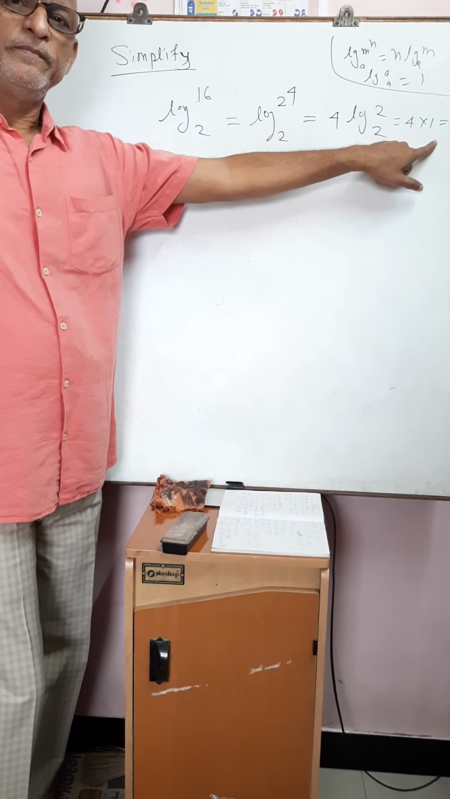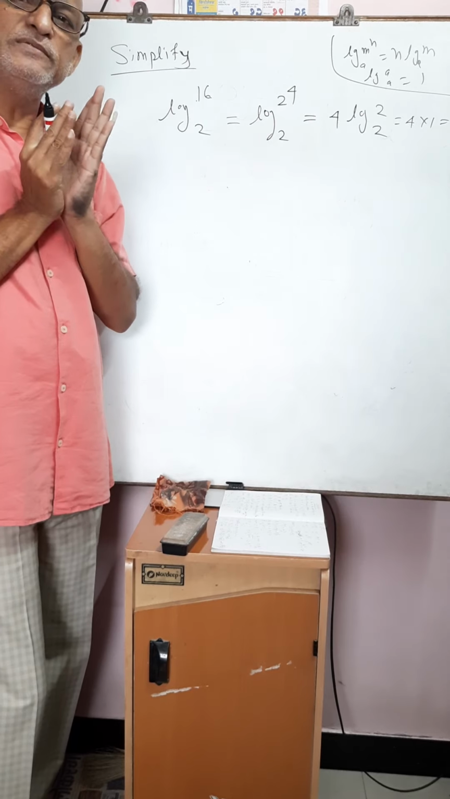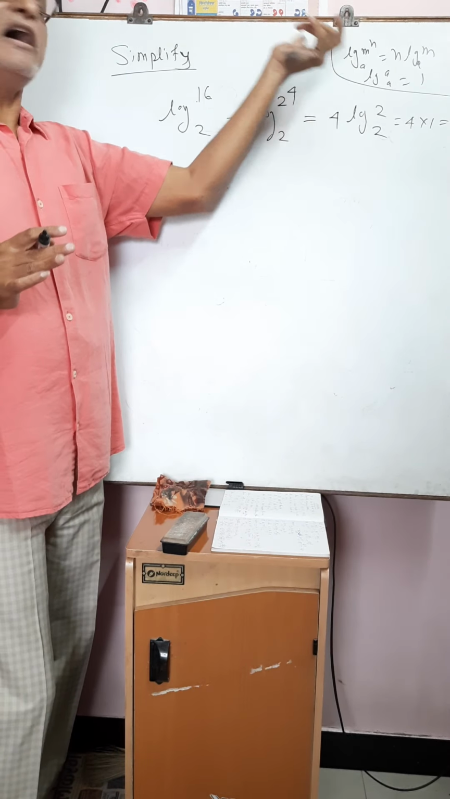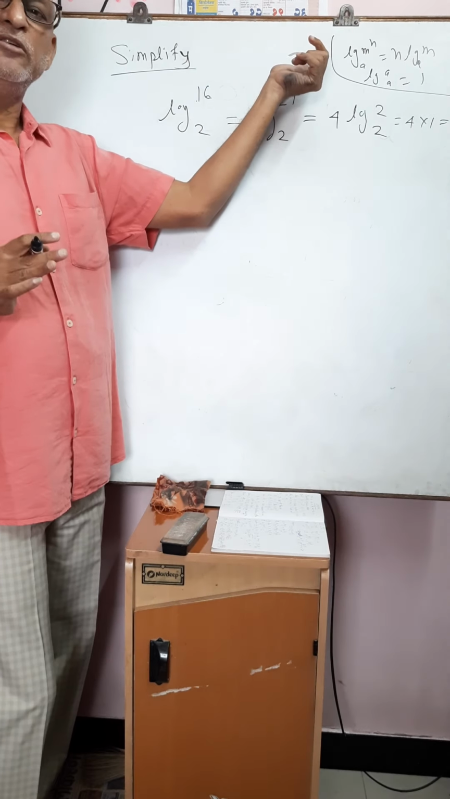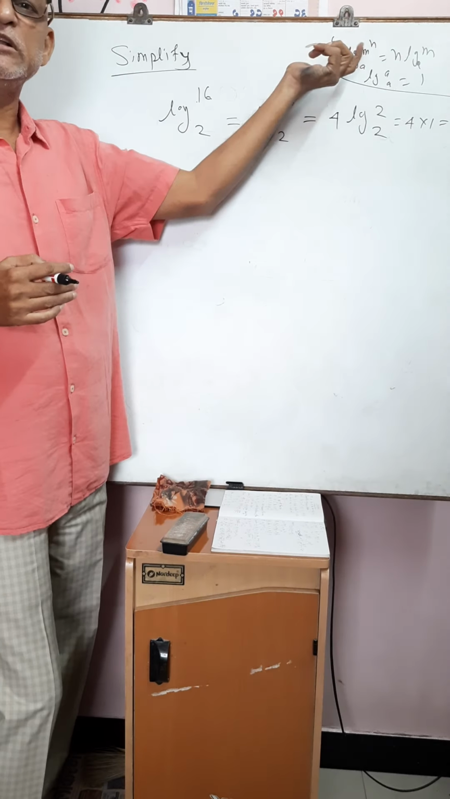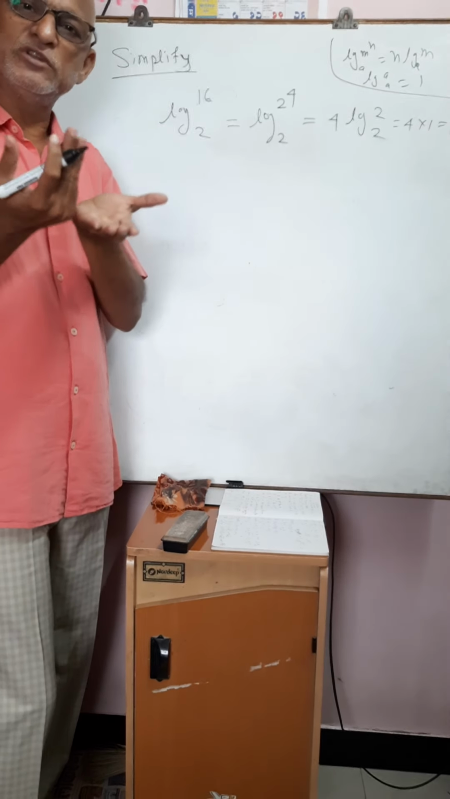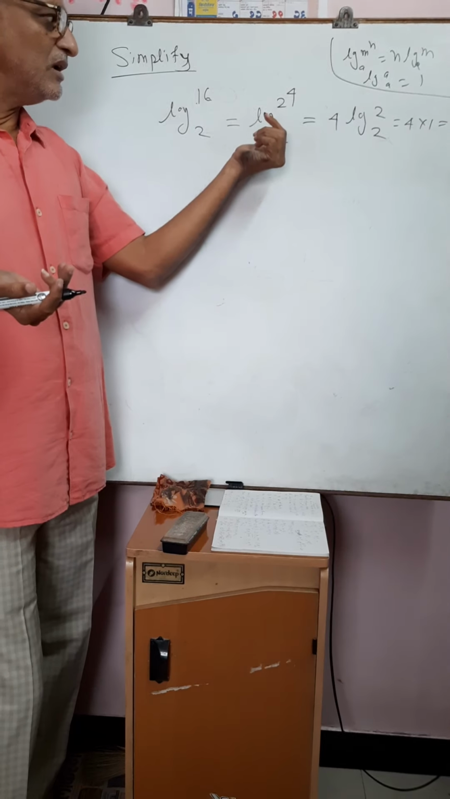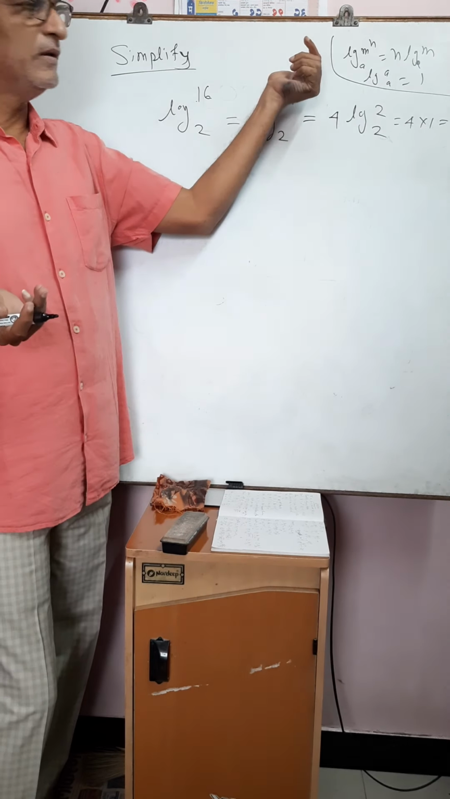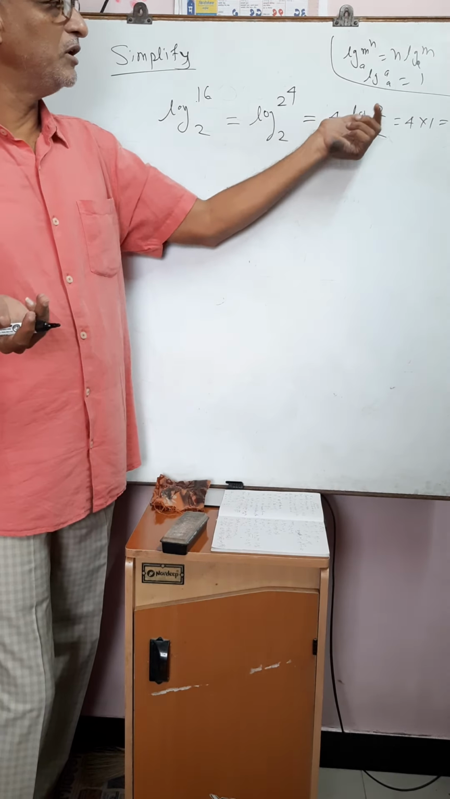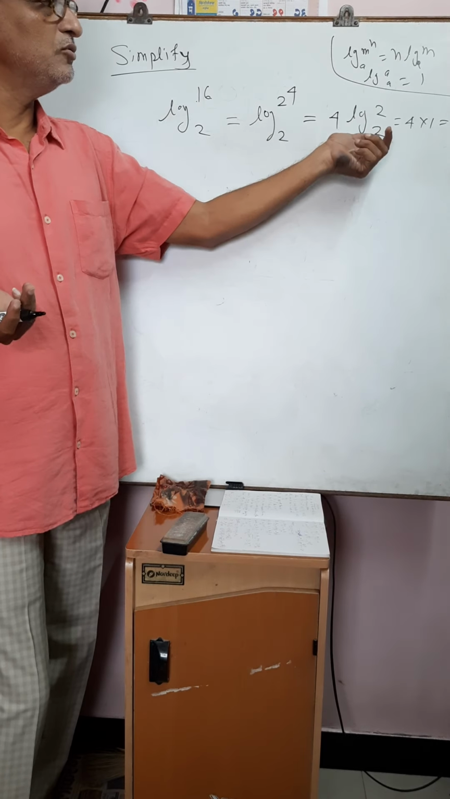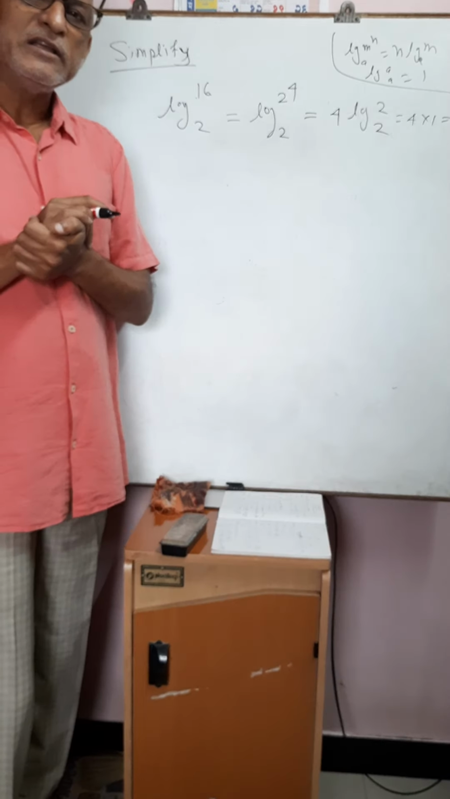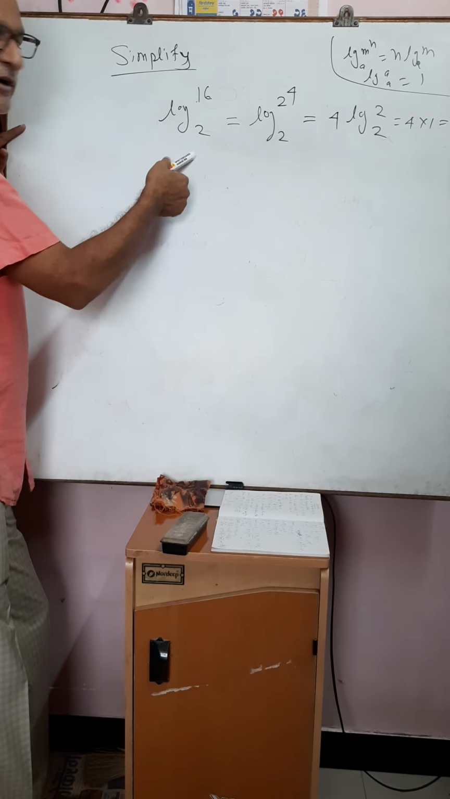It's very simple. अब क्या किया है मैंने, सिर्फ 16 को 2 के फॉर्म में लिखा है. Why have I written 16 in 2 raised to form? Why have I not written 16 as 4 raised to 2? Because 16 can be written as 2 raised to 4 as well as 4 square. Since the base is 2, I have written 16 as 2 raised to 4. So that value is equal to 4 log 2 to the base 2, and this is 4 into 1 equals 4.